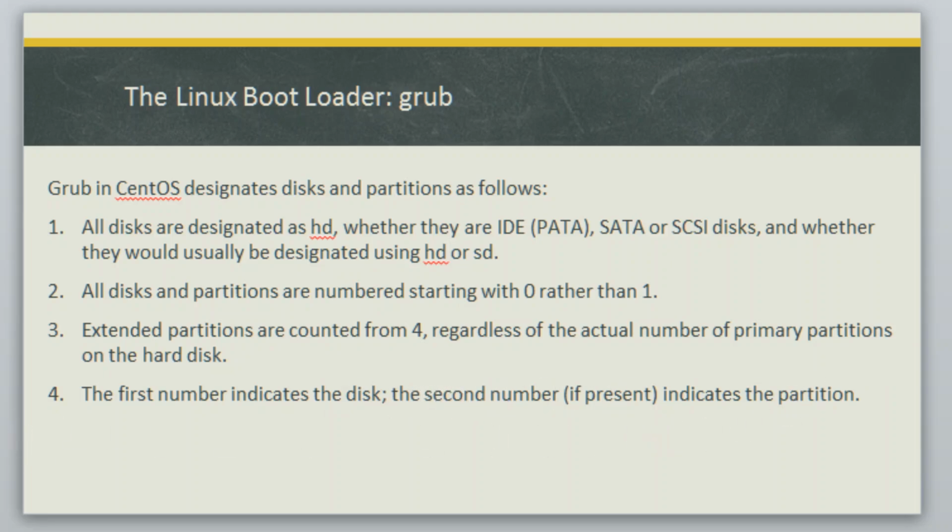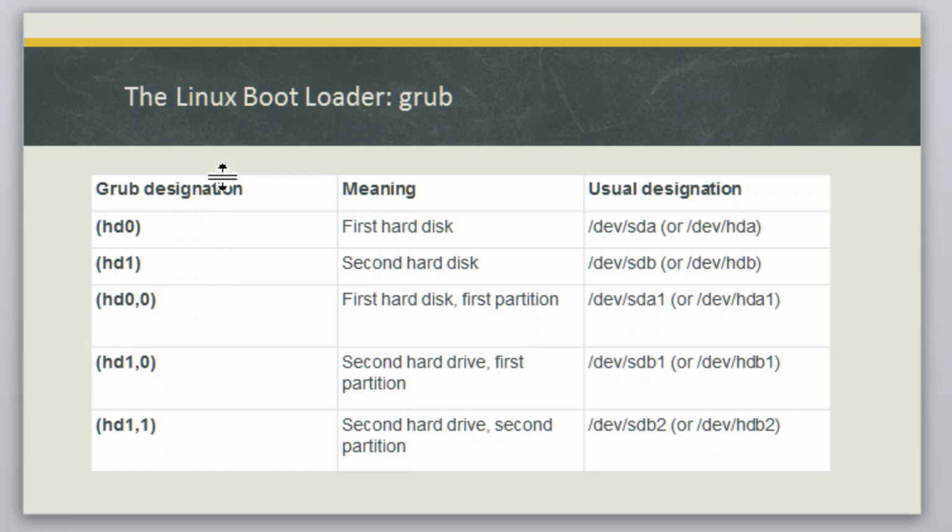Okay, so let's look at that. So here we have the GRUB designation. HD0 is actually going to be the first hard disk. And on the machine, you're going to see it as /dev/sda or hda. This means this is the first hard disk on the system. The second hard disk for GRUB would be HD1. And on the system, you would see it as /dev/sdb or hdb. Okay, so it's just changing that letter from A to B.